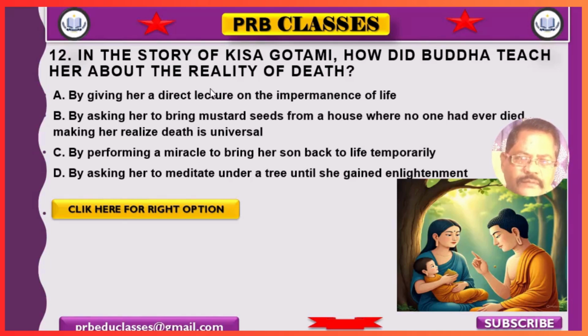And Buddha, in the Kisa Gotami story, taught the reality of death. Anyhow, the four options are: Option A, by giving her a direct lecture on the impediments of life. Option B, by asking her to bring mustard seeds from a house where no one had ever died, making her realize death is universal.